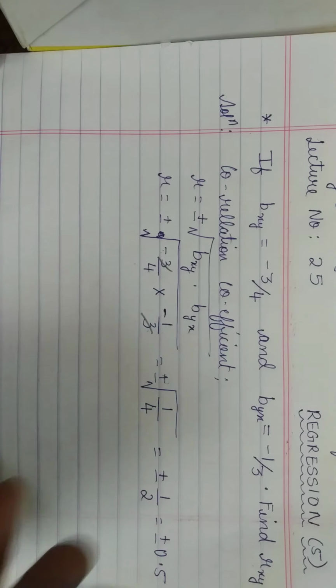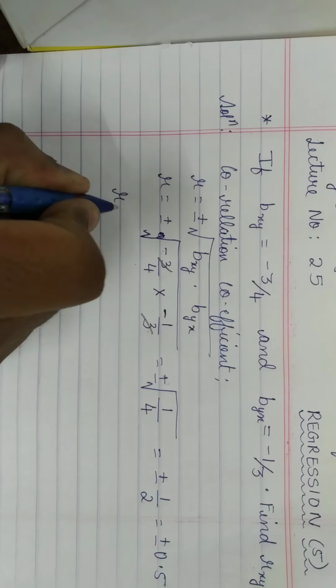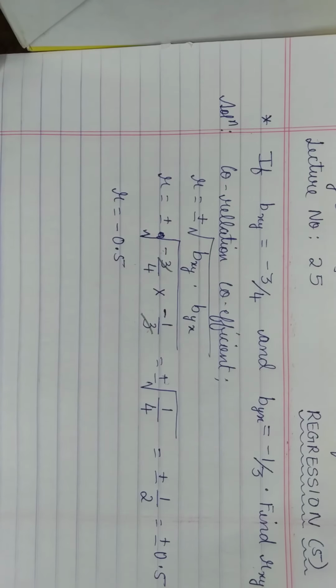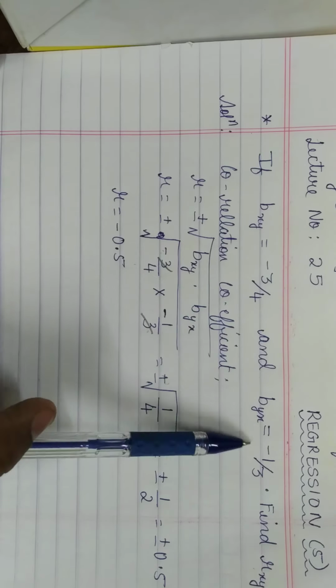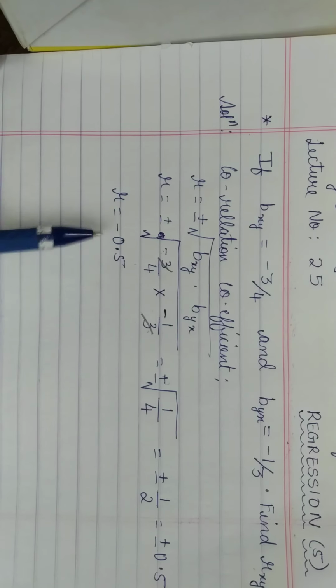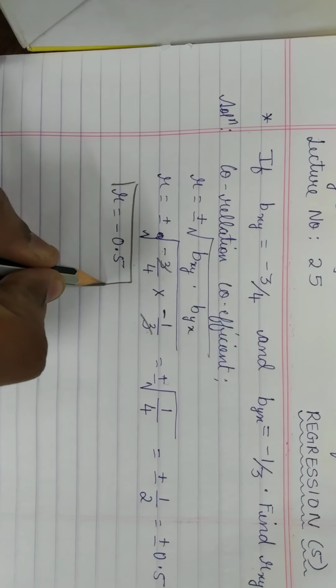Now the question is whether it is plus or minus. The question is whether the answer that we are going to get is plus or minus. It cannot be both plus as well as minus. So your answer is r equal to minus 0.5. It cannot be plus 0.5. Now the reason why it cannot be plus 0.5 is because bxy is negative, byx is also negative. When both these values are negative, you will get this value also as negative. So this is your final answer.